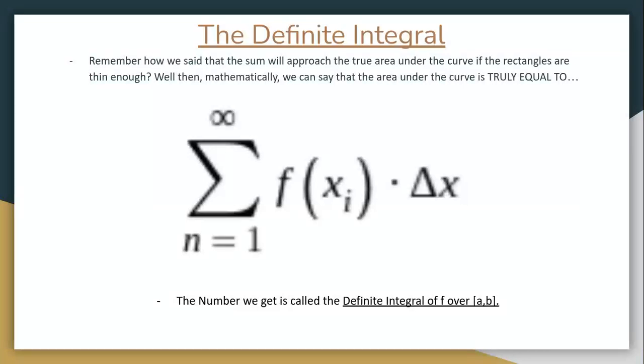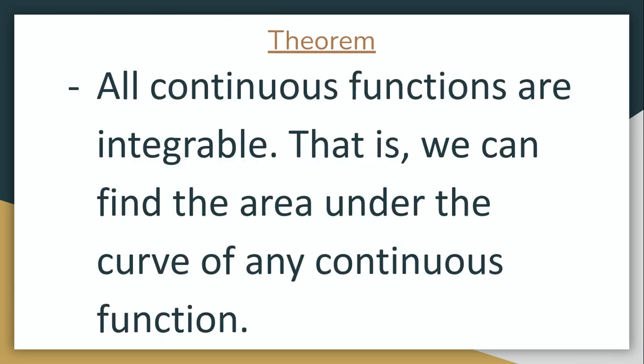The number we would get is called the definite integral of f over the interval a b. Any questions? Cool. Theorem: all continuous functions are integrable. That is, we can find the area under the curve of any continuous function. Kind of what we were talking about, right? We assumed that our function was continuous, and we went through all of this, and we said as long as the function is continuous, we can find the area under the curve easily. So this is kind of one of those intuitive theorems. Any questions?